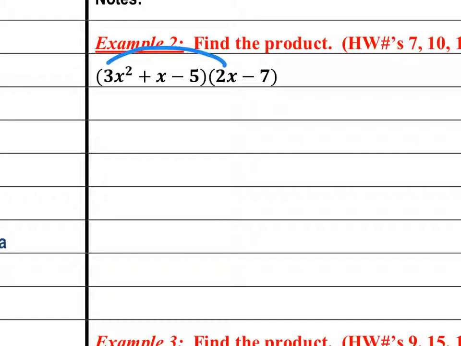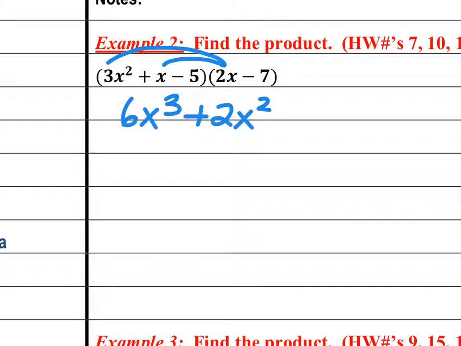2x gets multiplied by 3x squared. So I'm going to take the stuff that's in the binomial and multiply it to what's in the trinomial. Adelaide, what's 2x times 3x squared? Yep. All right. Next is, what do I multiply 2x by next, Owen? X. And what do I get? 2x squared. Yep.